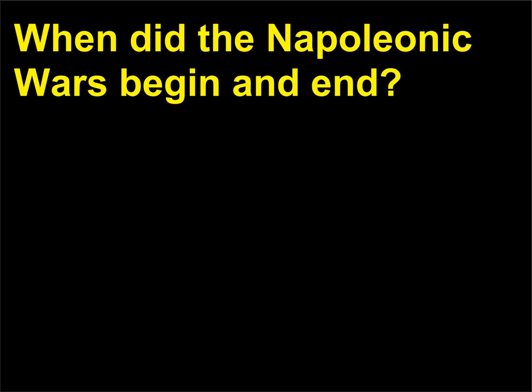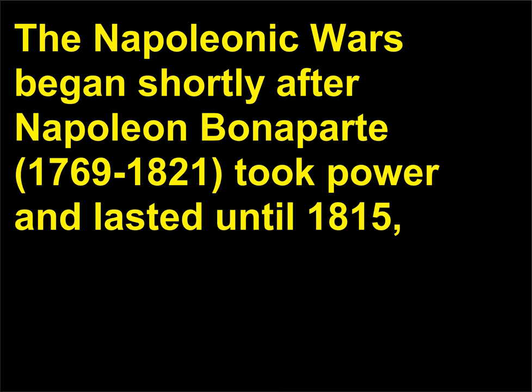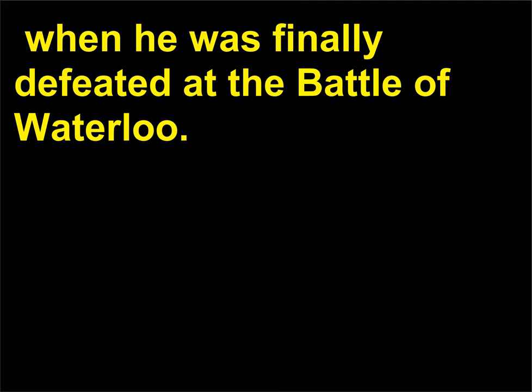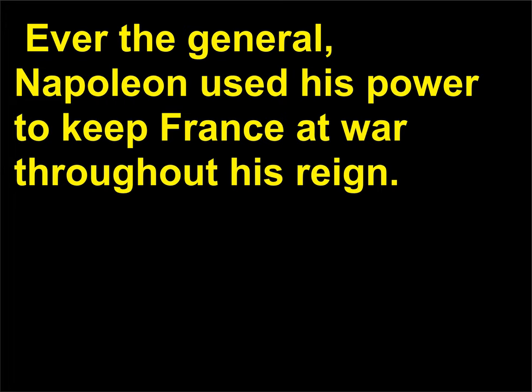The Napoleonic Wars began shortly after Napoleon Bonaparte, 1769-1821, took power and lasted until 1815, when he was finally defeated at the Battle of Waterloo. Ever the general, Napoleon used his power to keep France at war throughout his reign.